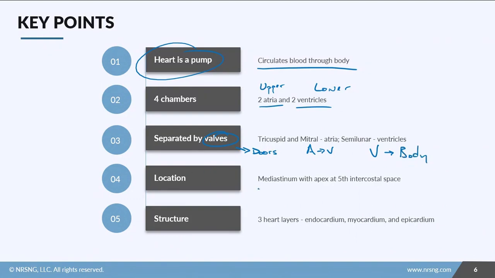They are located in the mediastinum, and your apex is going to be at that 5th intercostal space along the mid-clavicular line. So basically cut that clavicle in half and go straight down to between the 4th and 5th ribs. And lastly, the structure. It's made of those 3 heart layers: the endocardium, the myocardium, and the epicardium. And I encourage you to go check out that lesson on cardiac muscle cell contractility. It's a great lesson. It's going to give you some insights to what's going on there.